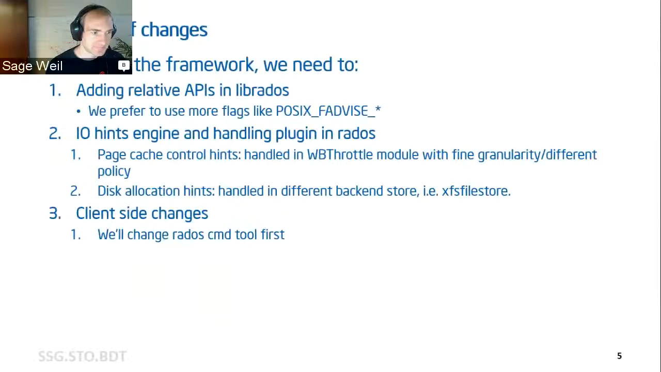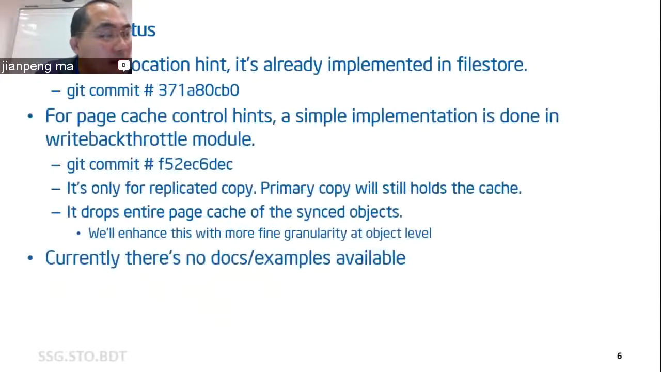Okay. The current state: the allocation hint is already implemented, by prefixing the RBD write with a set-alloc-hint op. But we could extend this framework to support other allocation features, for example XFS delayed allocation. For delayed allocation, if the client is writing some short-lived files, they may never need to be allocated.